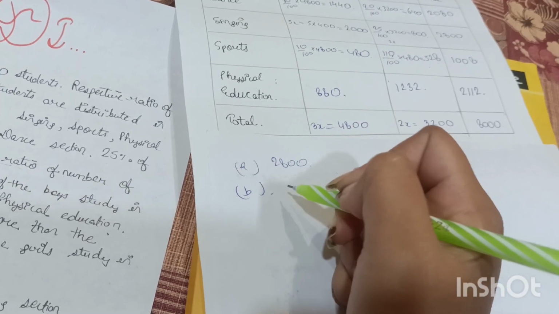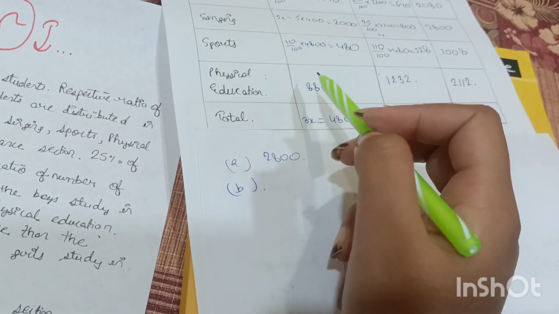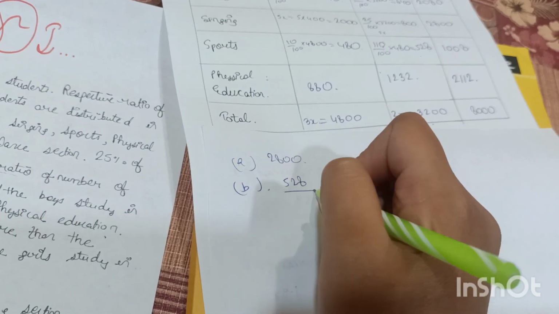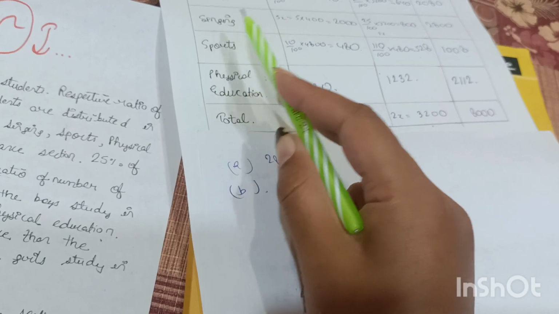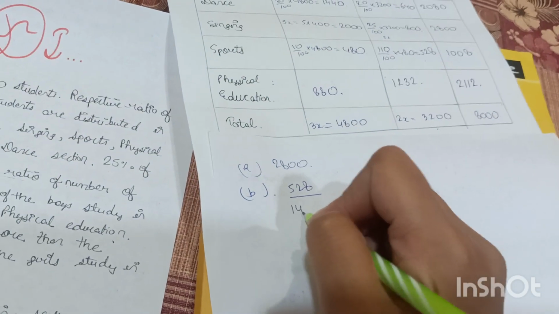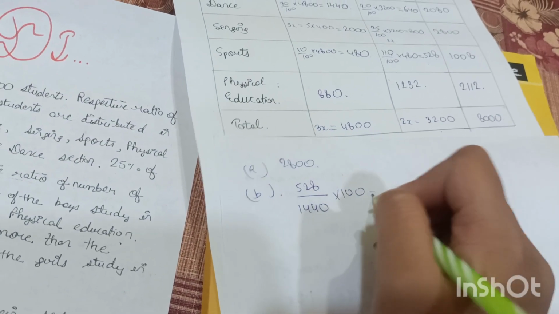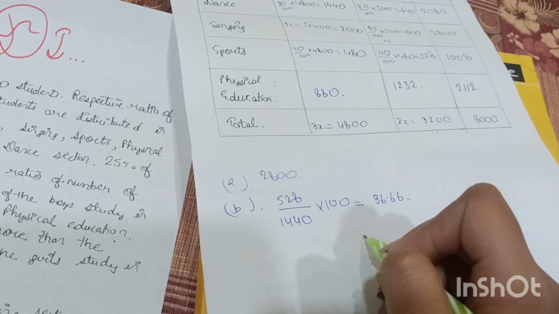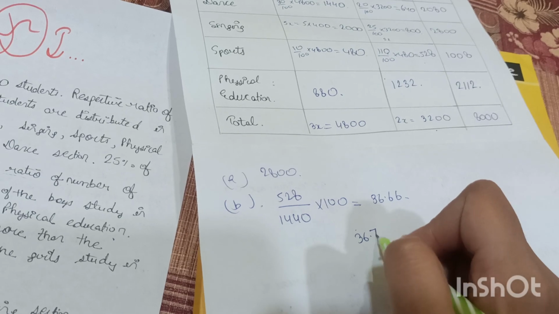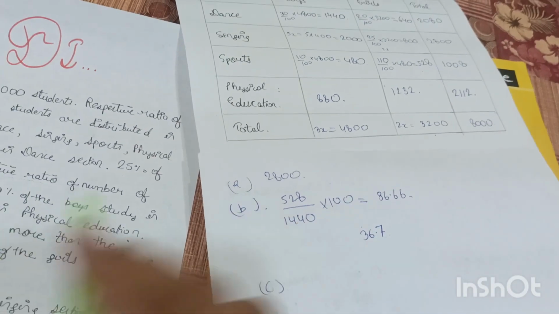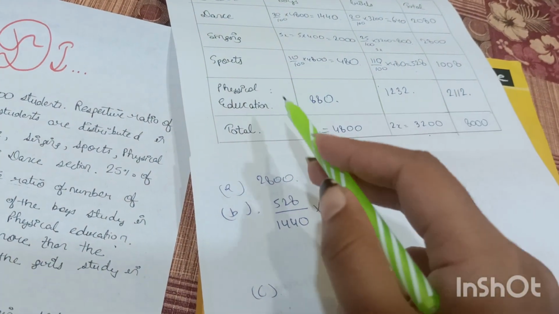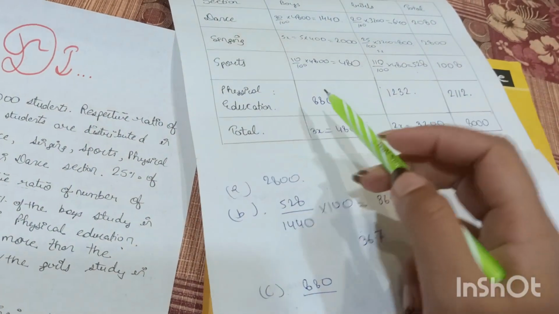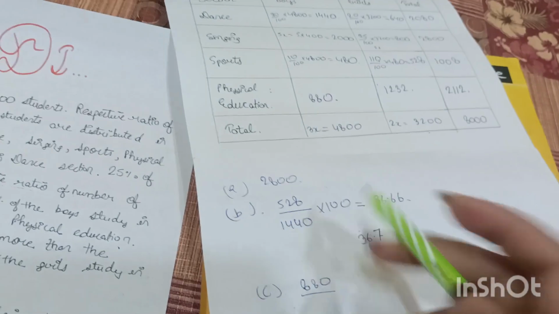For B, the number of girls in sports is what percent of boys in dance. The number of girls in sports is 528 upon boys in dance, which is 1440, into 100. So you'll get the value as 36.66. If you take it approximately, you will get 36.7.